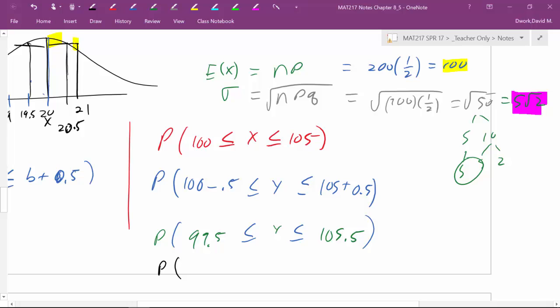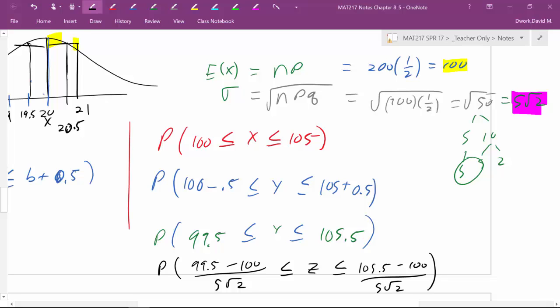So what are we going to get here? We need our value of 99.5, take away the mean of 100. And I always want you to ask yourself, does this make sense? 99.5 minus 100 would be a negative number, right? And 99.5 is below the mean, so therefore it makes sense for it to be a negative number. All right, so good. So then we're also going to have 105.5 minus 100 divided by 5 rad 2.